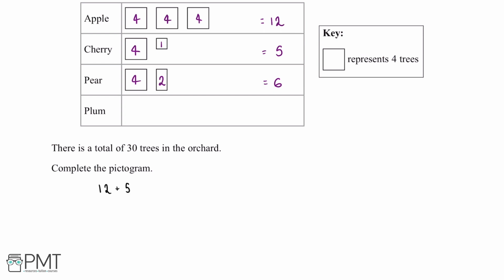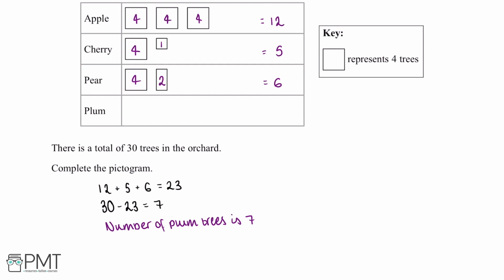And 12 plus 5 plus 6 is 23. Now in this question we've been told that there are 30 trees in the orchard. And if we worked out that there are 23 apple, cherry and pear trees, then this means the number of plum trees will be 30 minus 23. And 30 minus 23 is 7. So therefore the number of plum trees is 7.